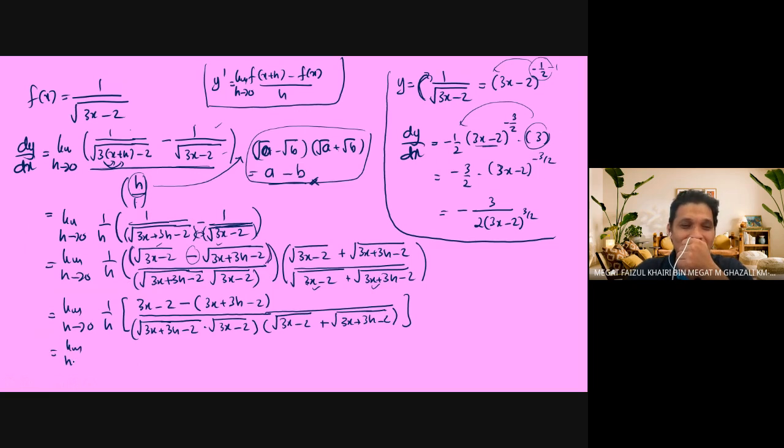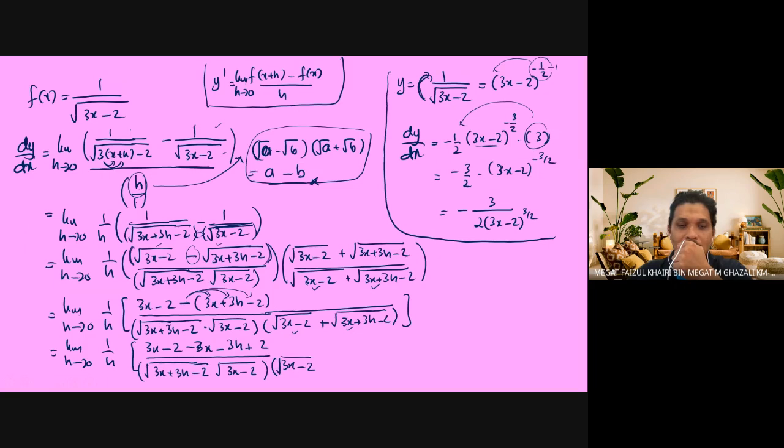Okay, limit h approaching 0, 1 over h. So, if I just expand it here, negative times 3x, negative times 3h, and negative times negative 2, we got 3x minus 2 minus 3x, negative this minus 3h, negative negative positive 2, and divided by, okay, this and this, square root of 3x plus 3h minus 2 multiplied with square root of 3x minus 2, and then this one, this and this multiplied with square root of 3x minus 2 plus square root of 3x plus 3h minus 2.